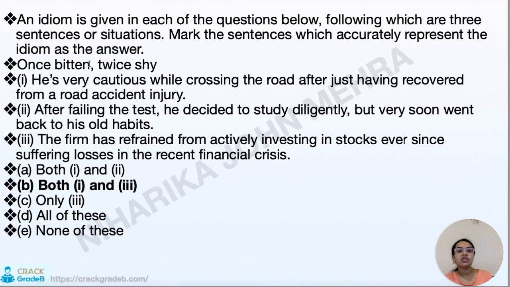So for such questions, you have to go through the complete sentence, understand the complete scenario given to you, and then you would mark your answer.